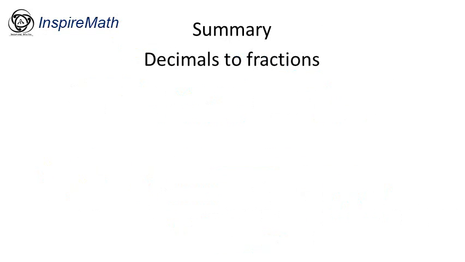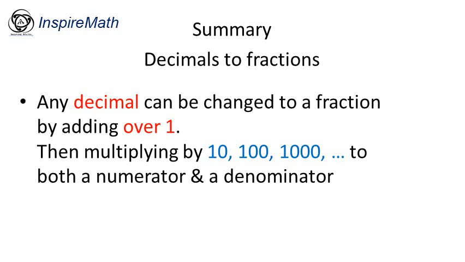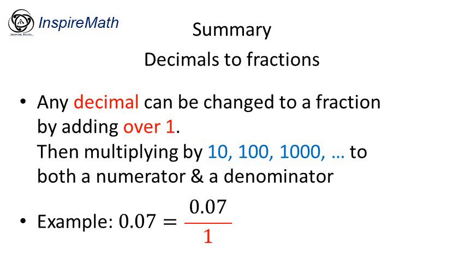Let's summarize today's lesson. Any decimal can be changed to a fraction by adding over 1. Then multiply by 10, 100, 1000, or any larger multiples of 10 to both the denominator and the numerator to eliminate decimals in fractions. For example, 0.07 can be changed to 0.07 over 1. Then multiply by 100 to get rid of the decimal point in the numerator, and also for the denominator. It will become 7 over 100.